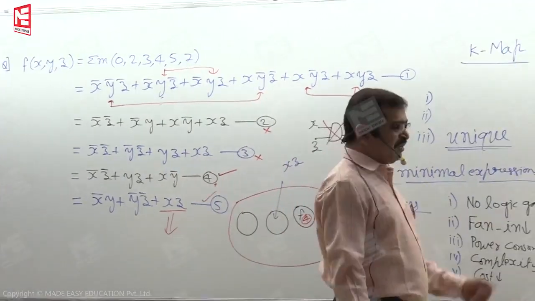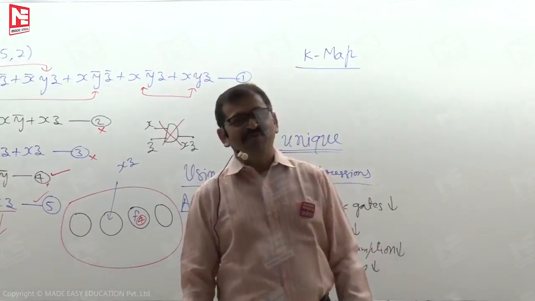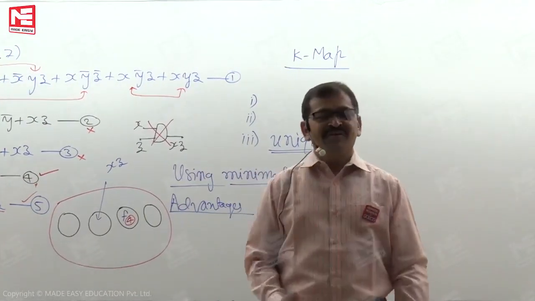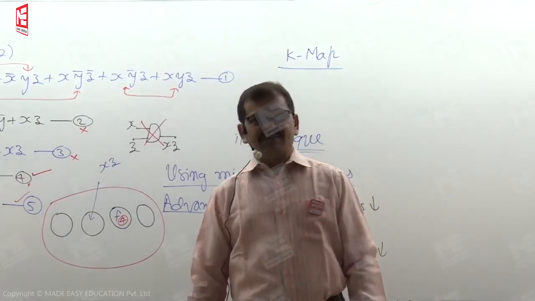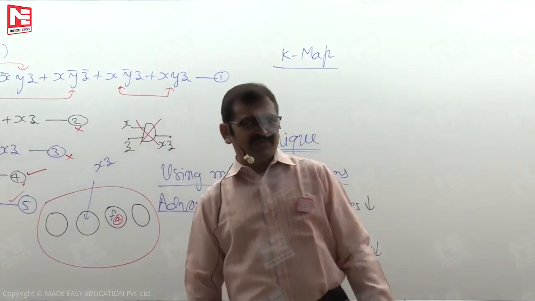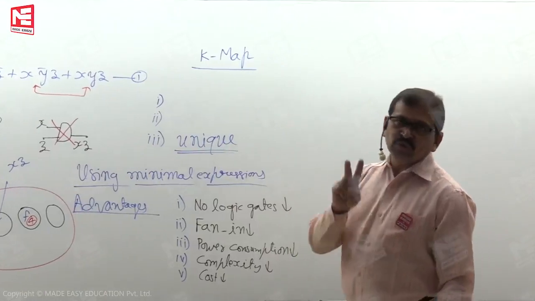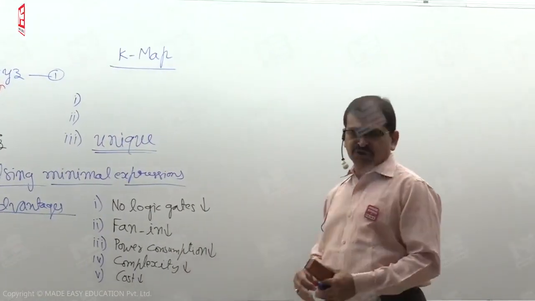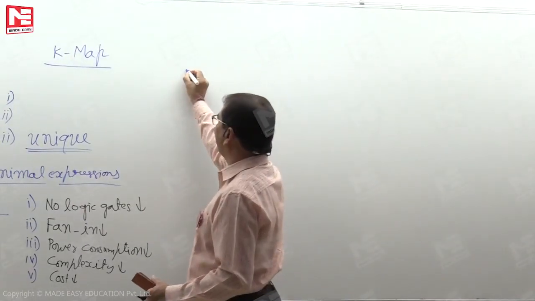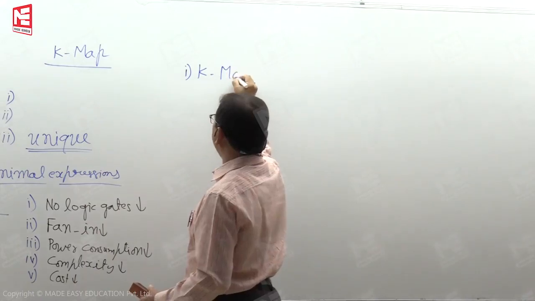Okay, so we concluded that using properties, if we are trying to read the minimal expression, we are not guaranteed to read the minimal expression sometimes, or we may not be guaranteed to read all possible minimal expressions. To overcome these difficulties, we have 2 standard systematic procedures. One procedure is the Karnaugh map procedure, the K-map procedure.